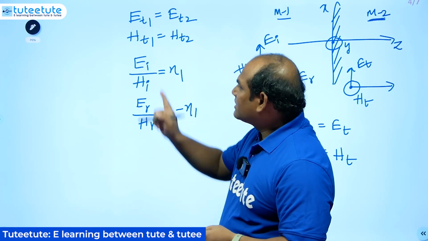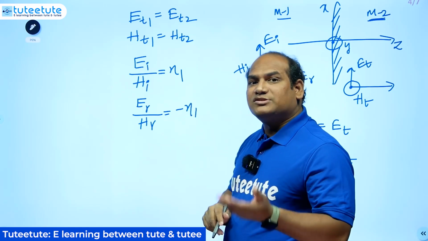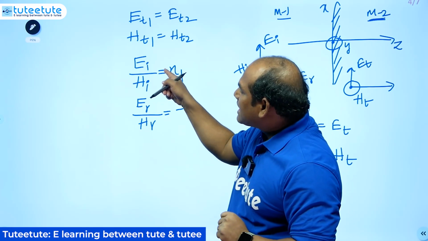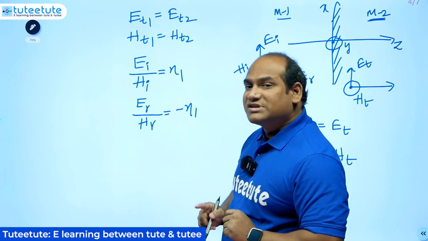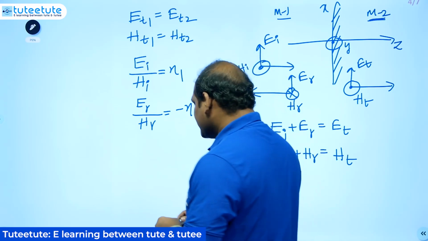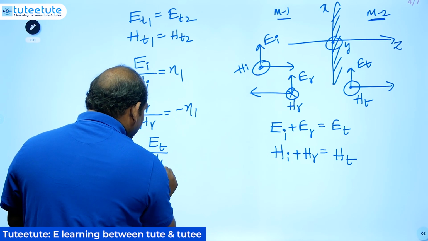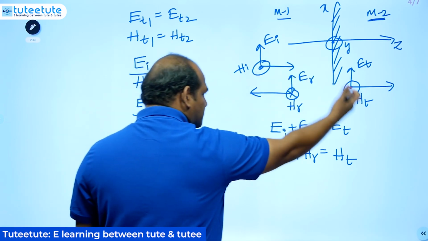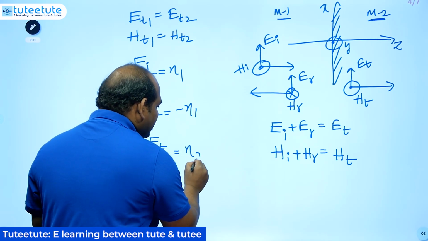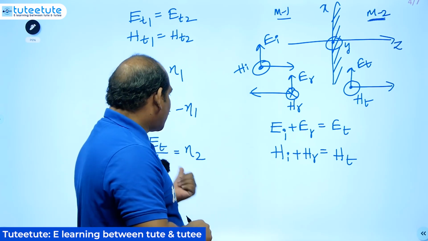If you take the ratio of electric field and magnetic field, generally impedance will come, but whether it is traveling in the positive direction or negative direction, that is what we have to see. Compared to the incident wave, the reflected wave is traveling in the opposite direction, that's why the minus sign is required. Then we take the electric field and magnetic field ratio in case of the transmitted signal. That is related to medium 2, so it is given simply by eta 2, and suffix 2 we are using here.